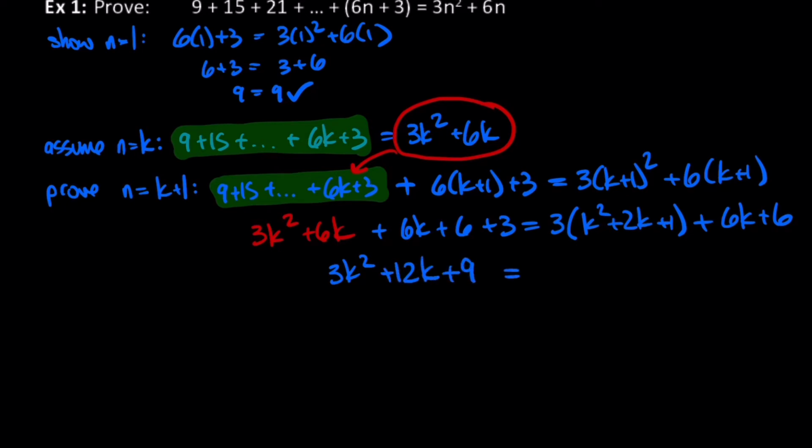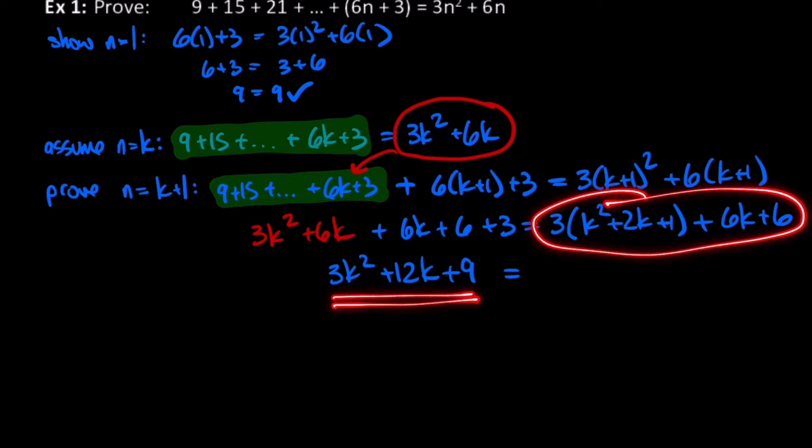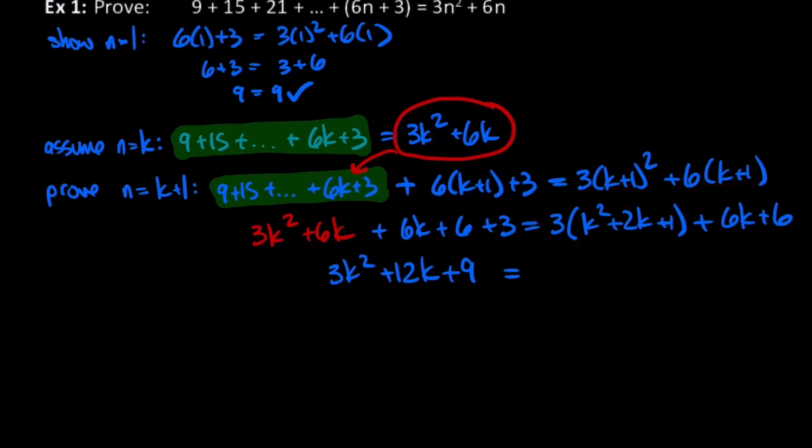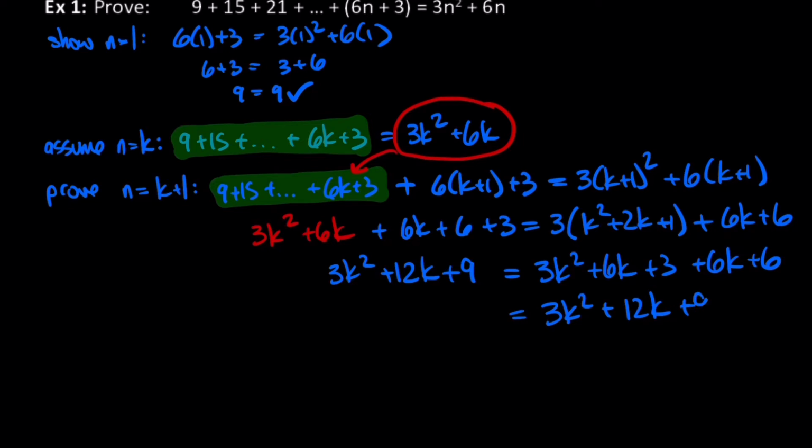That's all you can do. So you know all of this stuff over here eventually has to equal 3k squared plus 12k plus 9. Don't do too much in your head though. First, let's distribute the 3. 3k squared plus 6k plus 3. And then don't forget you have the plus 6k plus 6. And then you can combine your like terms. 3k squared plus 6k and 6k is 12k. And that's 9. And that's what we have over on that side. And we've just proven that identity.